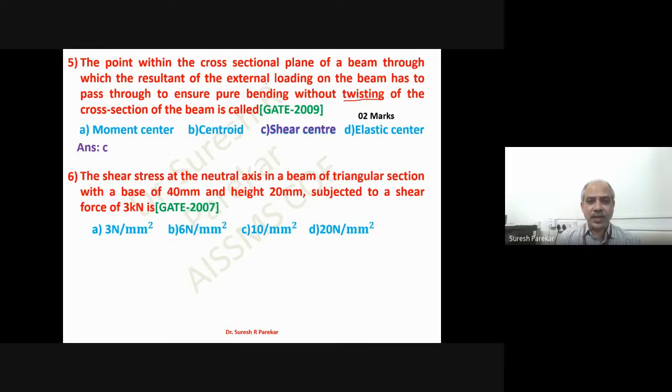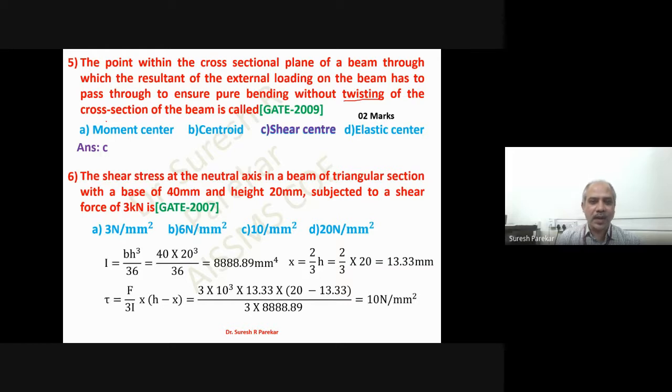The shear stress at the neutral axis in a beam of triangular section with a base of 40 millimeter and height 20 millimeters. So we have a formula. We have to calculate I, that is BH cube by 36, and from this we get the value of tau. This formula is a little bit modified, and we have F upon 3I times (H minus X). That gives us a value of 10 Newton per mm square, and that will be option C.